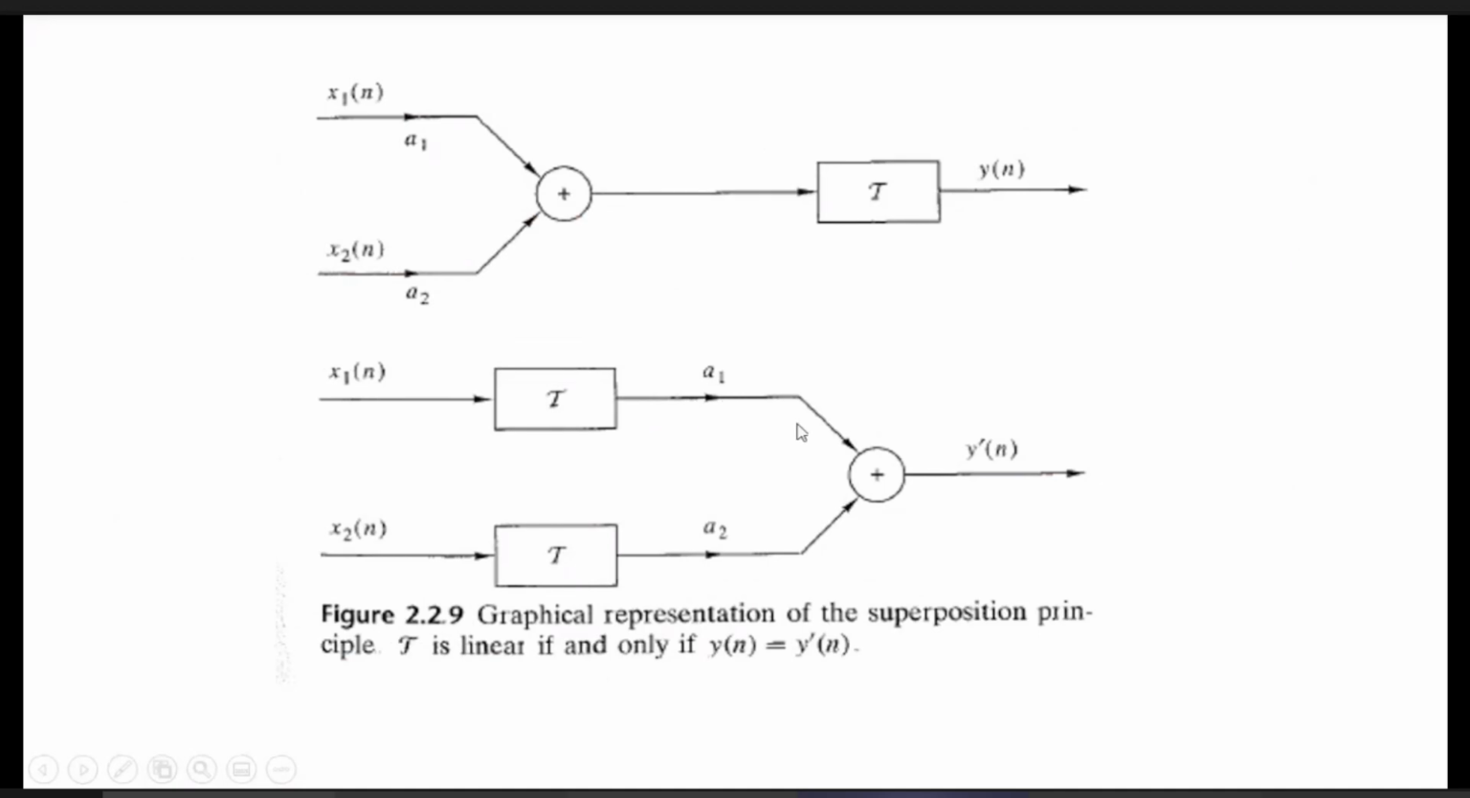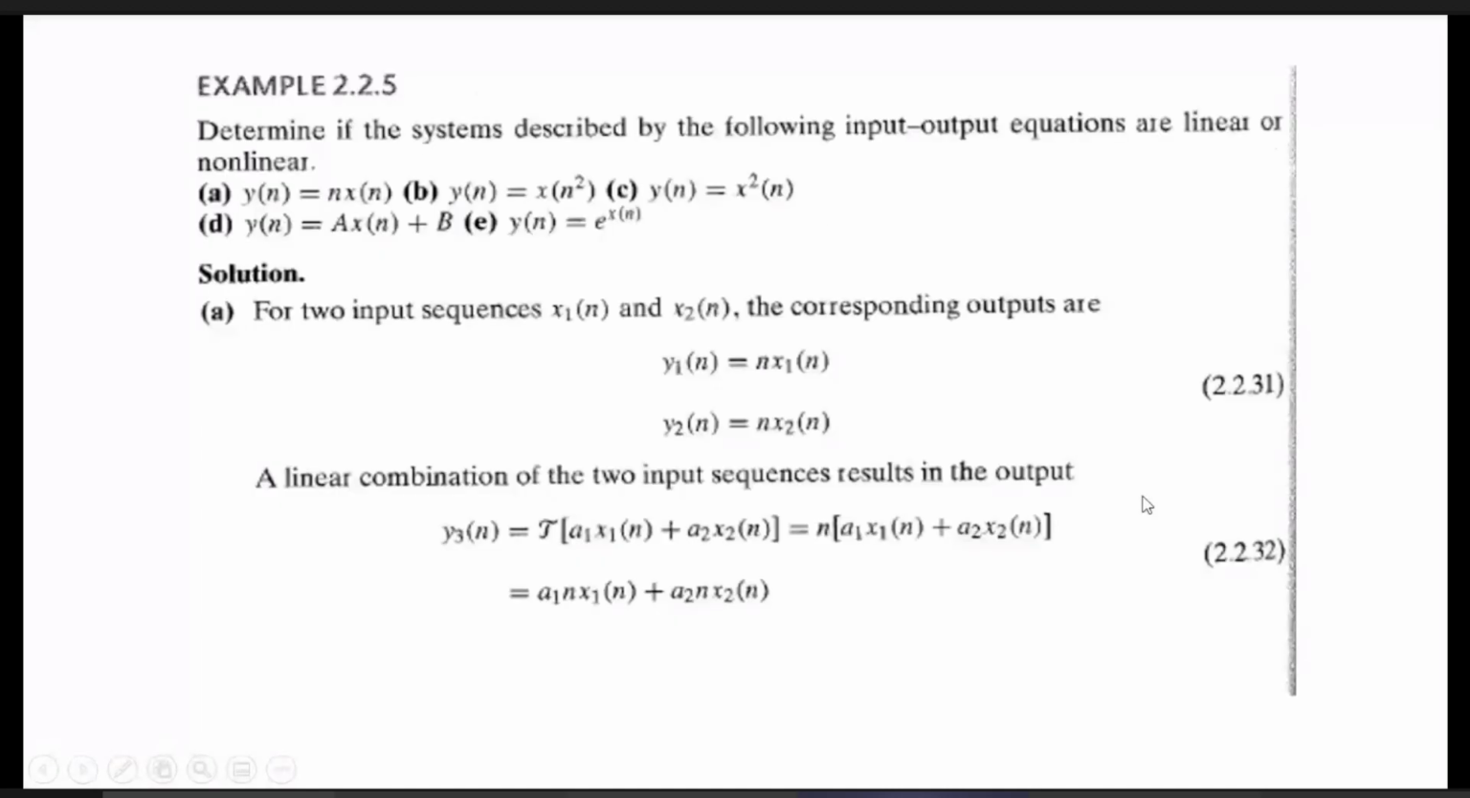So this is the description. You might know these basic definitions of linear and nonlinear systems, so we are just revising those and I am not explaining in detail. Just go through these slides, you can understand it easily. There are some examples: determine if the systems described by the following input-output equations are linear or non-linear. n x[n], x[n squared], x squared [n], many examples are there. You just go through it.